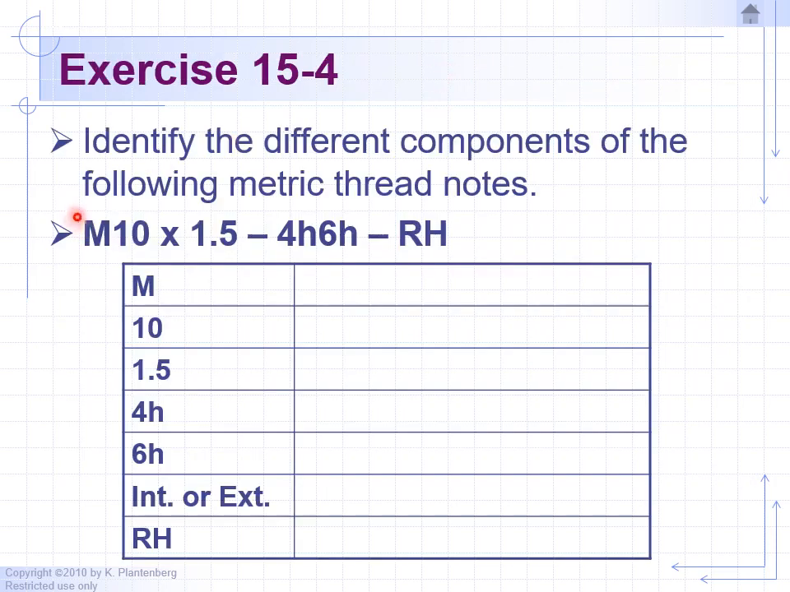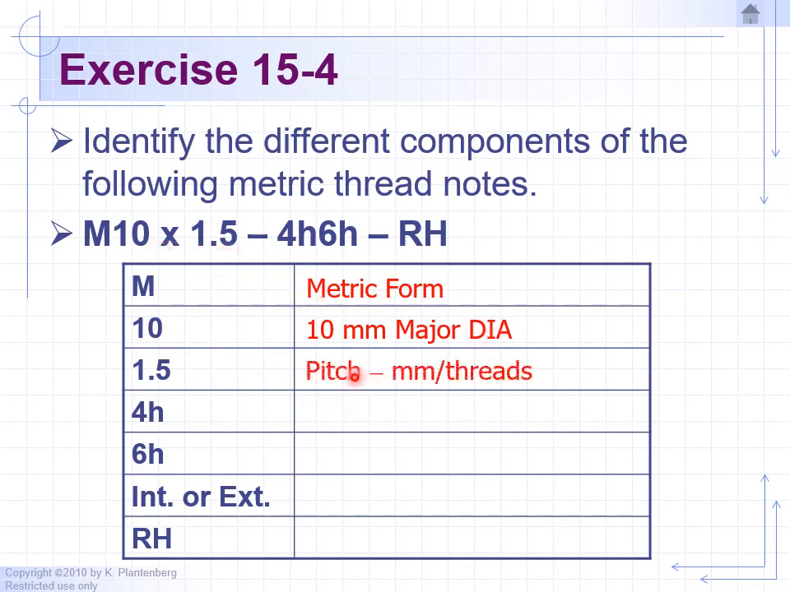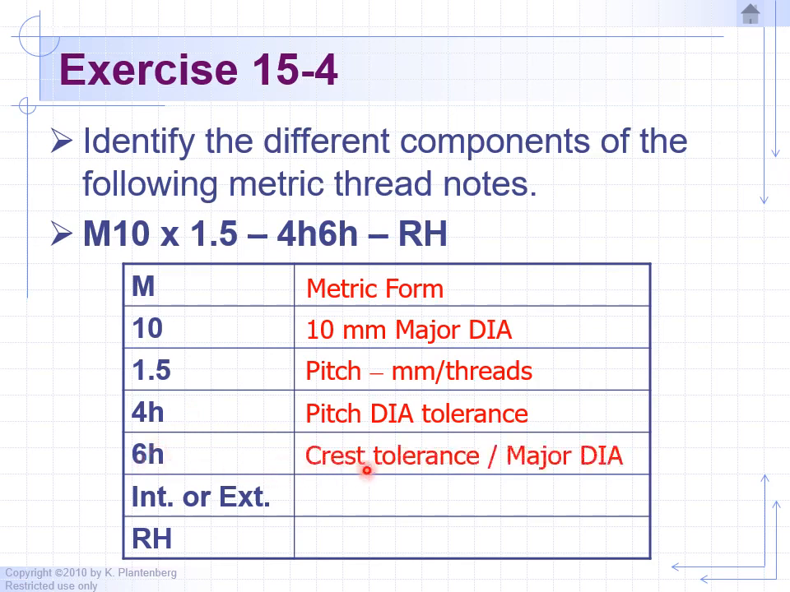Okay, so let's practice calling out a metric thread. Once again, the M tells us that we're dealing with metric form and not inches. And the 10 tells us we're dealing with a 10 millimeter major diameter by 1.5. 1.5 is the distance between the threads, also referred to as the pitch. And again, the 4H and 6H will indicate the tolerance being used. So for the pitch diameter tolerance, we have to look up 4H on the table in the back of your textbook. Same thing with the 6H for the crest tolerance and major diameter. And then internal or external thread. And finally, whether we're dealing with right-handed or left-handed threads.